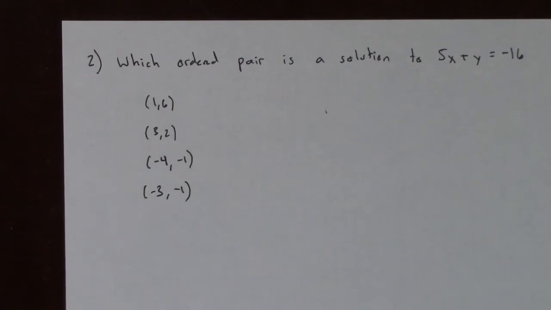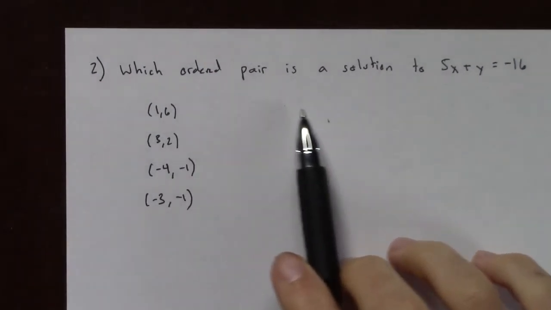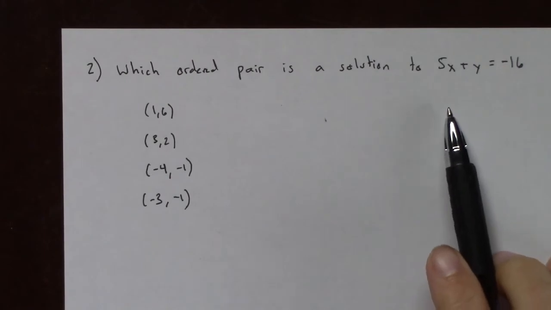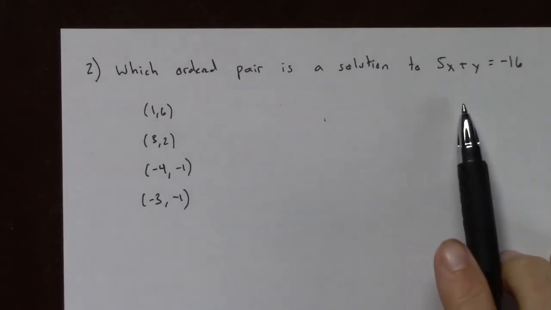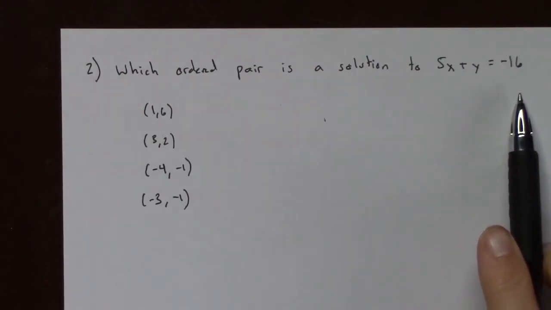We're just going to go part by part. So if you're looking at section 2, it says to determine if a given ordered pair is a solution to an equation. And when you look at a problem, you're going to be given a prompt which says which ordered pair is a solution. You're given an equation. In this case, we have 5x plus y equals negative 16.